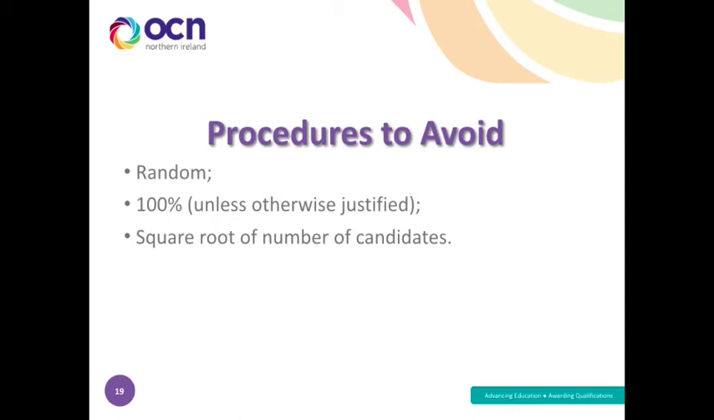Another often used procedure in internal verification is applying the square root of the number of candidates as a threshold. Please avoid this too. We're looking for a minimum of 5. Under the square root process, of course, this would mean that you'd need to have more than 25 learners per run. That isn't often or necessarily going to be the case.